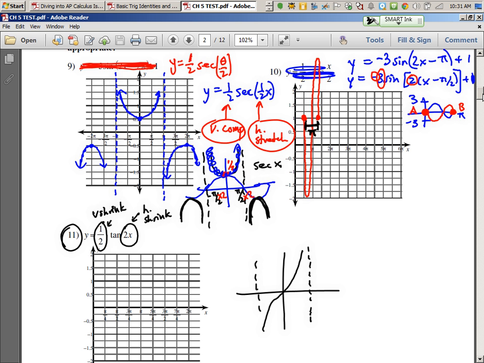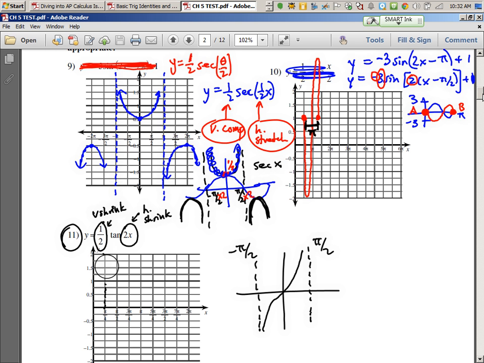Tan looks like this. But I need to horizontally compress it. So what's going to happen is my two asymptotes are not going to be at negative pi over 2 and pi over 2. They're going to be at negative pi over 4, pi over 4, you're dividing by 2. Okay, so you're going to have an asymptote right there.